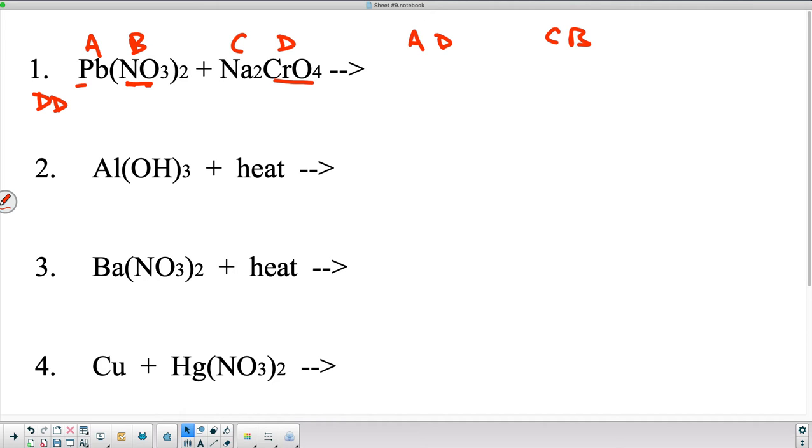So let's take a look at number 2. Here I have anything plus heat is automatically going to be a decomposition. What kind of decomposition? This is going to be a hydroxide decomposition, which is one of the first ones that we went over. So here's another plus heat, so of course this is going to be a decomposition. What kind of decomposition? This is a nitrate decomposition. So this is going to be definitely a reaction because all nitrates decompose. Number 4, I have an element, copper, plus HgNO3. So this is definitely an element plus a compound, so this is a single displacement.